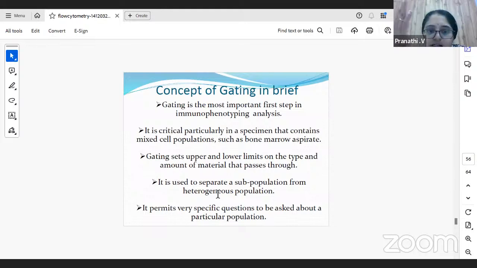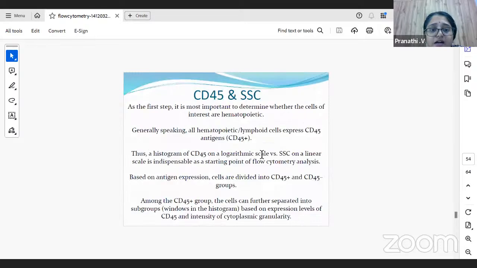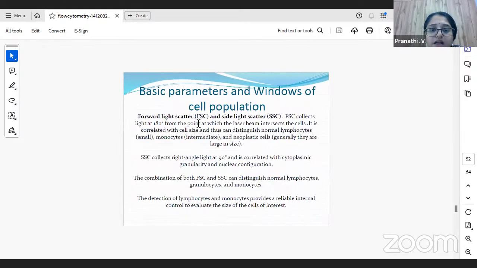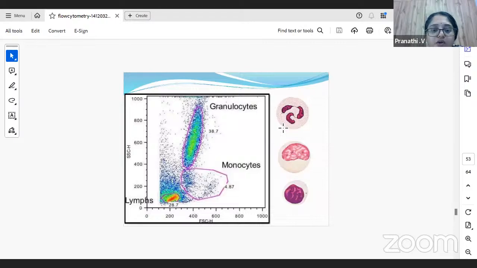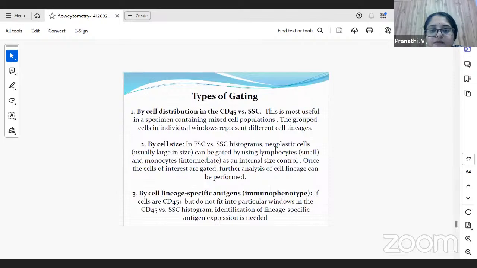Then again, you can divide it according to the subpopulation from this heterogeneous population that is present, and then get a more specific type. So what is the type of gating? Cell distribution into CD45 versus side scatter and cell size. So you're going to have an FSC and SSC, that is your forward light scatter and side light scatter. According to that, you're going to get an analysis. And at the same time, if there are any neoplastic cells, you're going to get a bigger cell size.